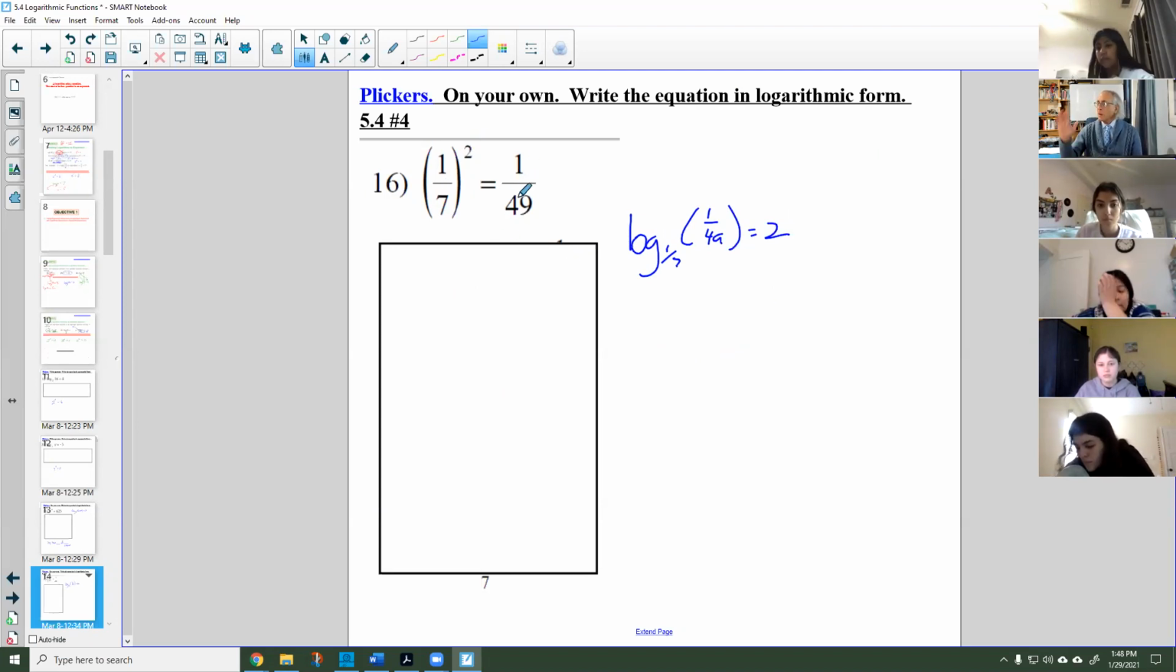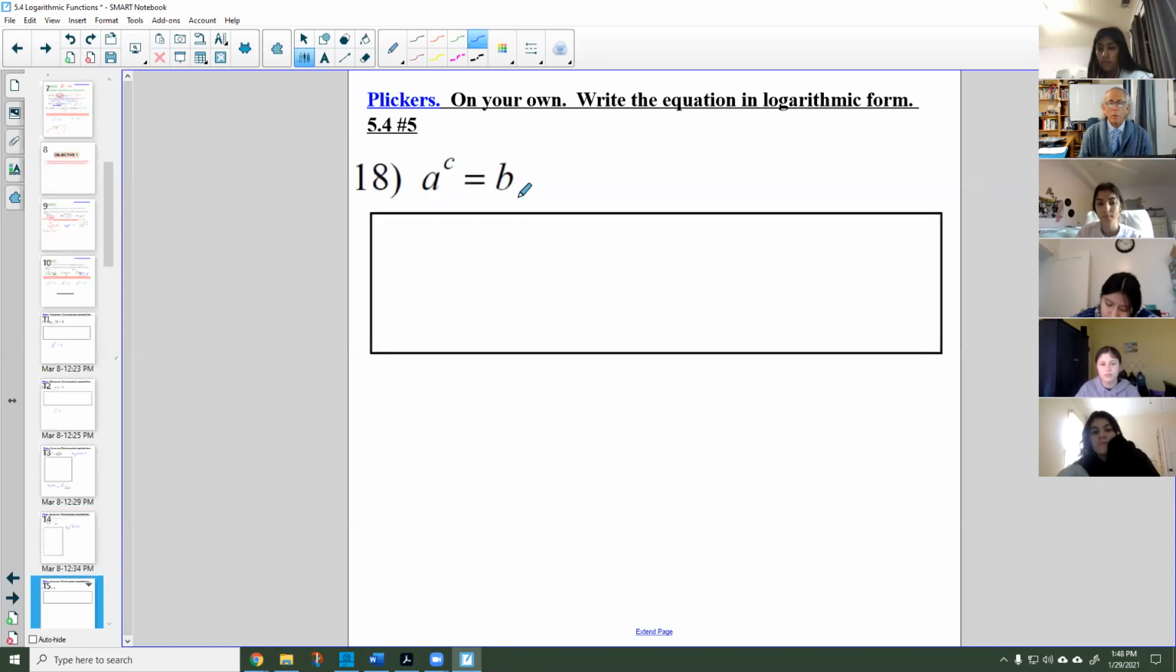Very good. Okay, we're kind of getting this. Pretty good with this. Awesome. Wonderful. Oh, don't even have any numbers now. Okay, how do we write this in logarithmic form? No numbers, just concepts.